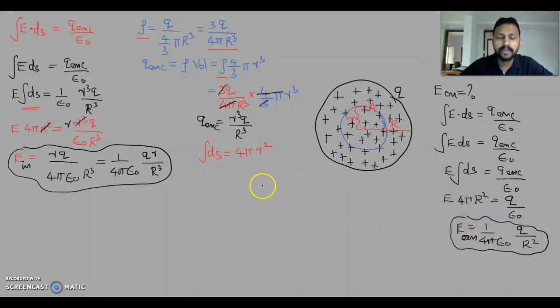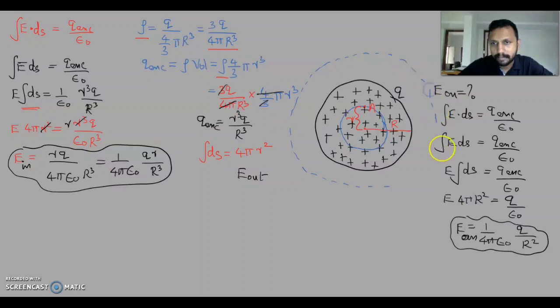And now let's go for the electric field intensity outside. Let me write. For electric field intensity outside the sphere, we will have to consider a Gaussian surface like this.